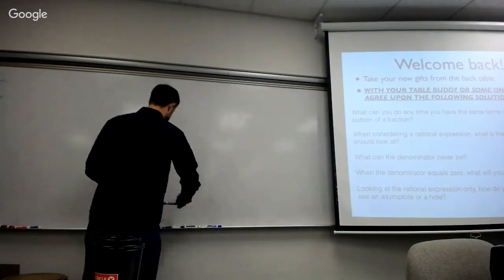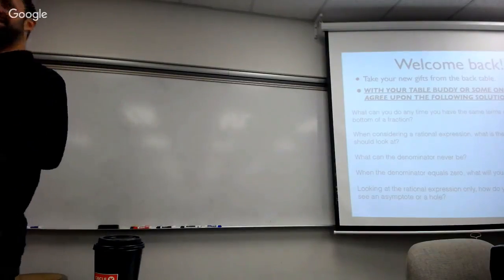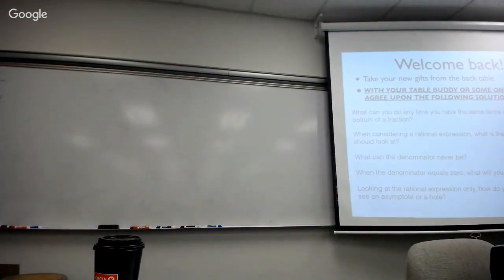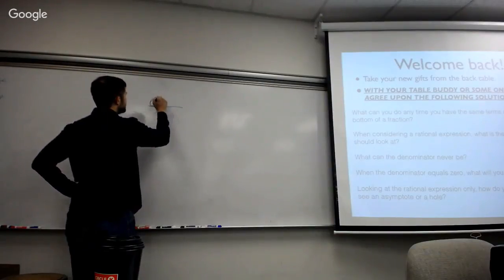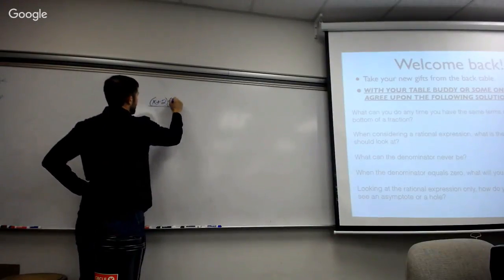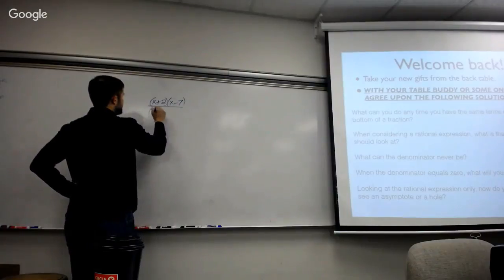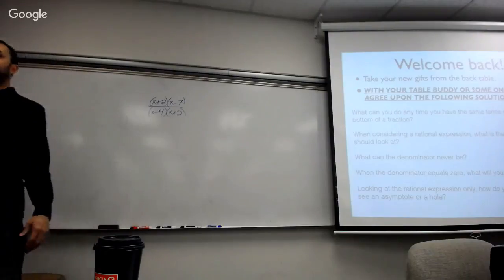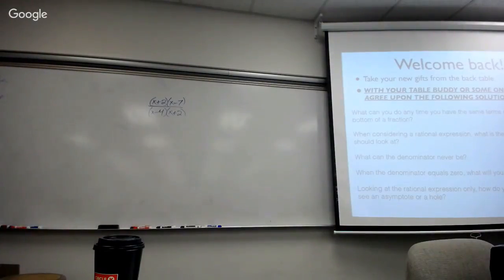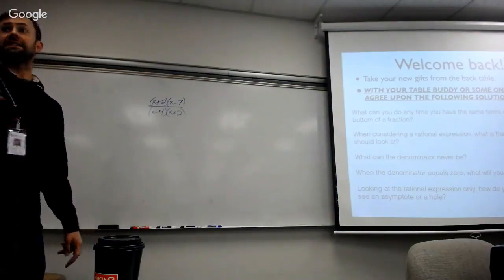It's loading. All right, folks, what do you think? I think the volume in the room dropped a little bit, so let's start from the top. What can you do anytime you have the same terms on top and bottom of a fraction? And I'll give one here. Let's say I have x plus 2, x minus 7, and then x minus 4, and x plus 2. So, Erica, what can you do anytime you have a same term on top and bottom? Yeah, you get to cancel it out.